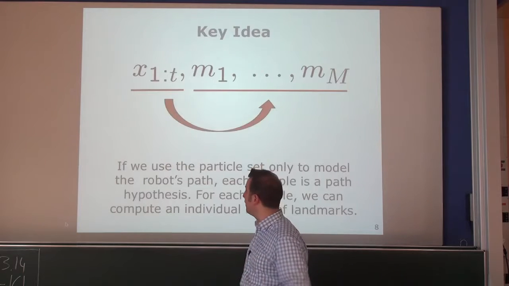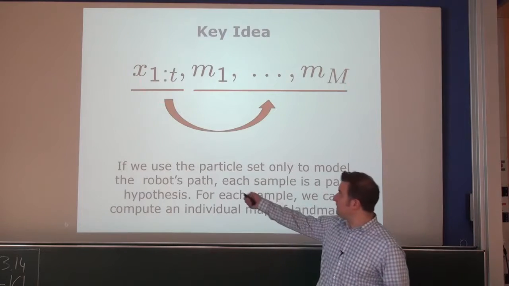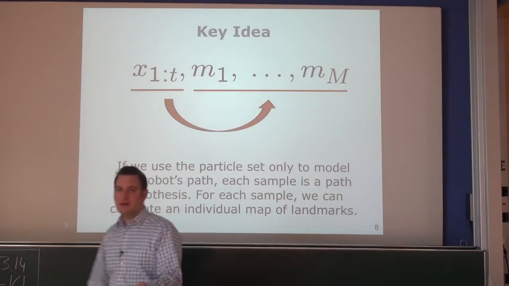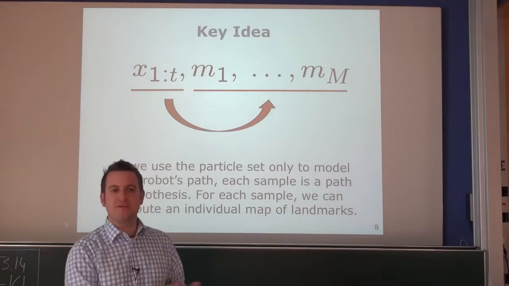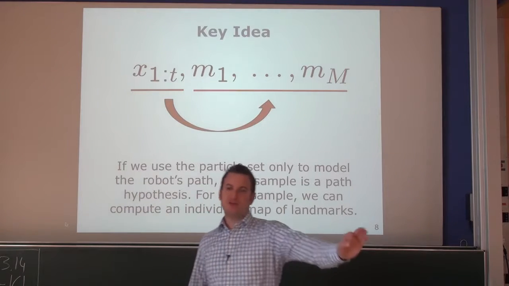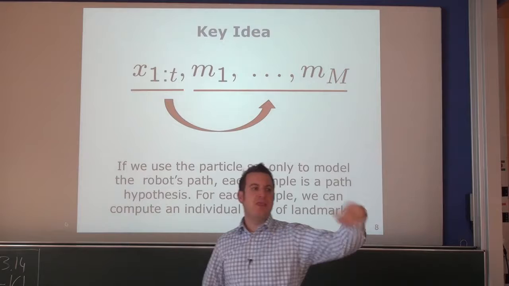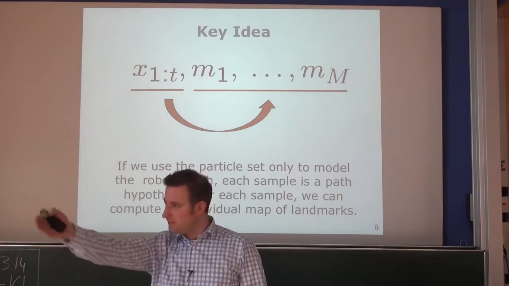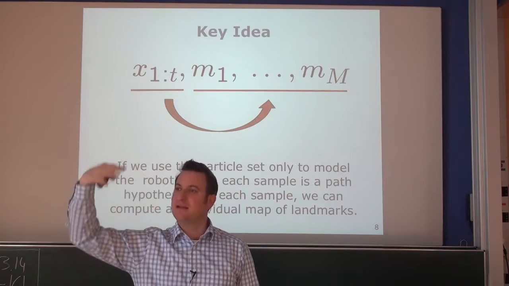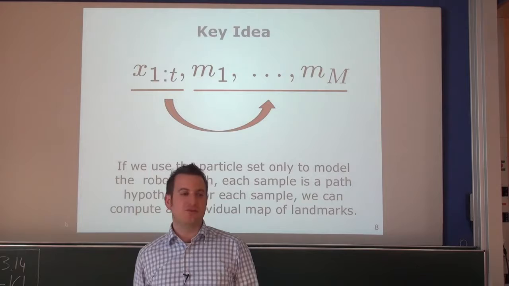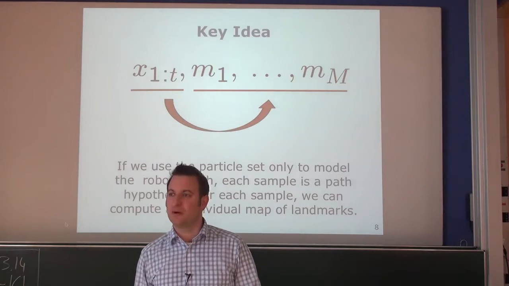So the key idea is now to use a particle filter to represent only the trajectories that the robot has taken, and then for every sample build an individual map using mapping with known poses, and say, if the trajectory of particle 1 was the right trajectory, then the world looks like this. Or particle 2 did the right job, then this was the trajectory, and then the map looks like the map that is generated using the trajectory of particle number 2, and so on.